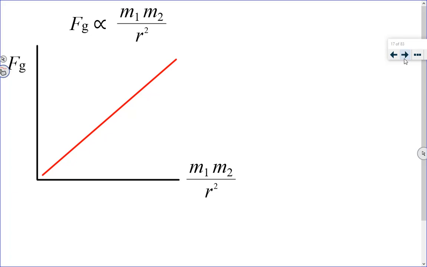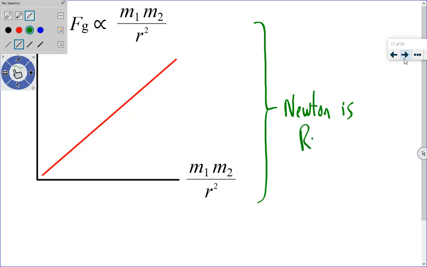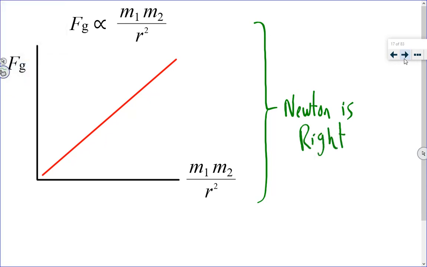This is maybe the most important thing so far. This graph that Cavendish comes up with says Newton is right. And by the way, a lot of what I'm doing is not in your notes, and there is absolutely no reason for you to write it down.